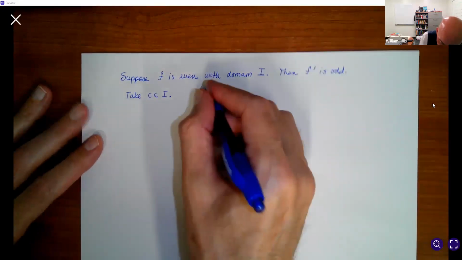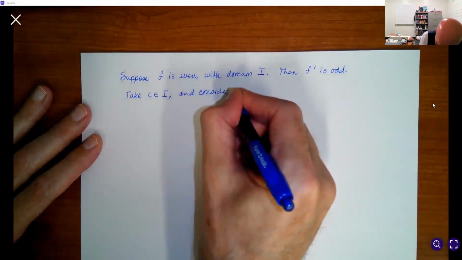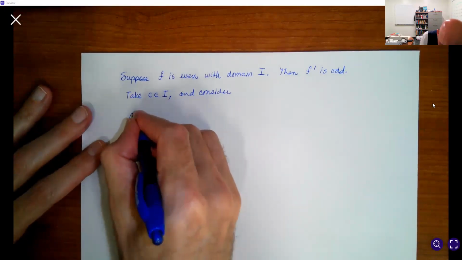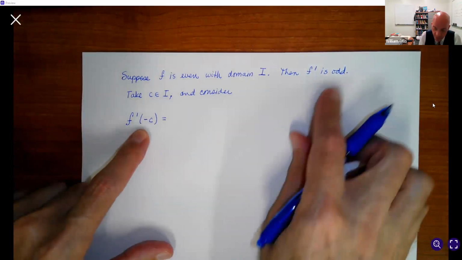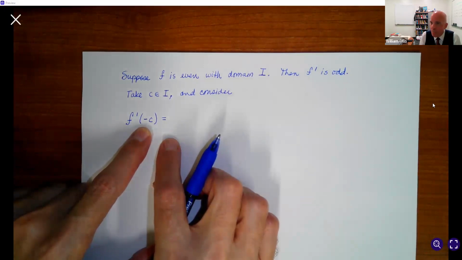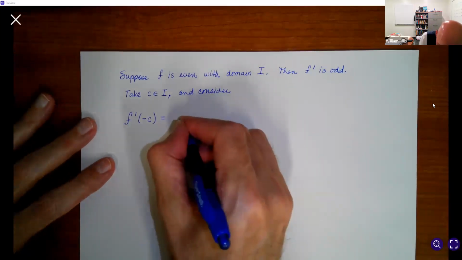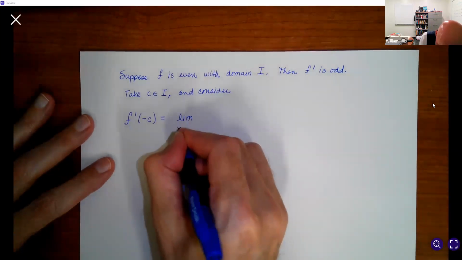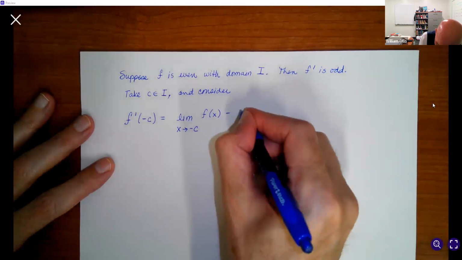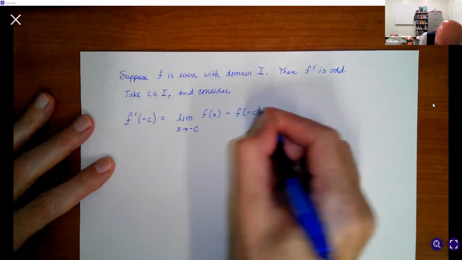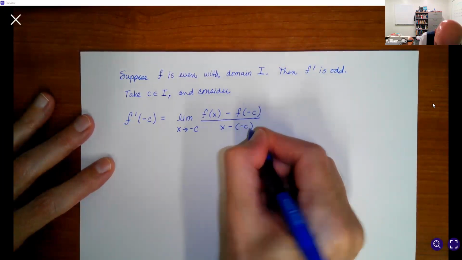So take c in I and consider, as we did before, the derivative of f at the additive inverse of c, because if indeed this is an odd function, then the negative will factor out as we did in the previous exercise. But I want to show you a method that preserves the arithmetic. So now by definition, we have the limit as x approaches negative c of f of x minus f of the additive inverse of c, divided by x minus the additive inverse of c.